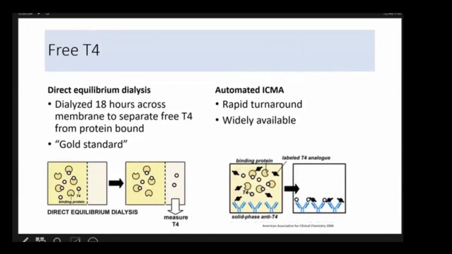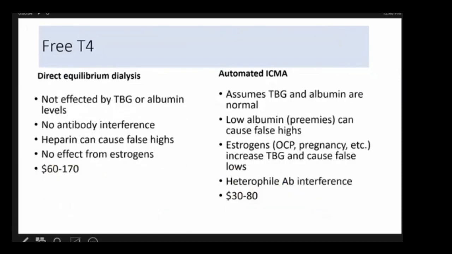widely available. It's rapid turnaround, does not require as much manpower to run. The direct dialysis, the reason it's the gold standard is it's not affected by albumin or thyroid binding globulin levels. There's no antibody that can interfere with it because it's a direct test. It can be affected by heparin. So if you have a patient on heparin, you would want to interpret that with caution, but it is not affected by estrogen. So teenagers on birth control pills who can have abnormal free T4 levels, if you order it by direct dialysis, you will get a true result. It is a more expensive test as well.